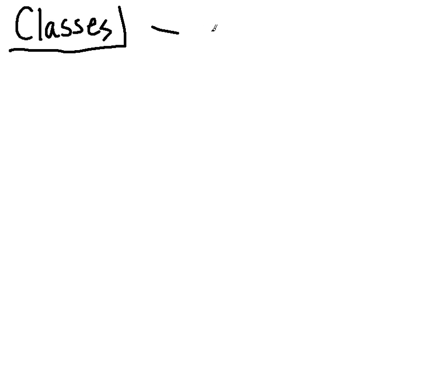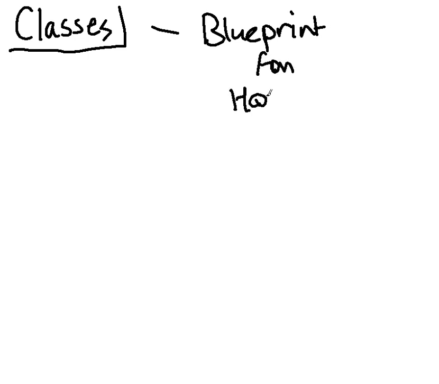Basically, the easiest way to imagine a class is that it is a blueprint for a house. And what classes are used for is they're used to create objects. Alright? And these objects can be anything. If you're making a video game, they can be a Pokemon. Really, they can be anything.